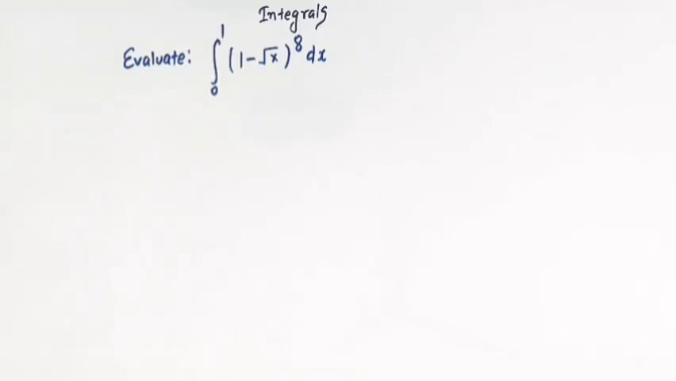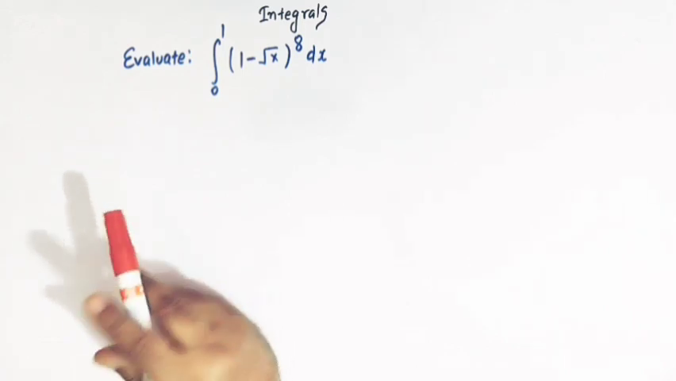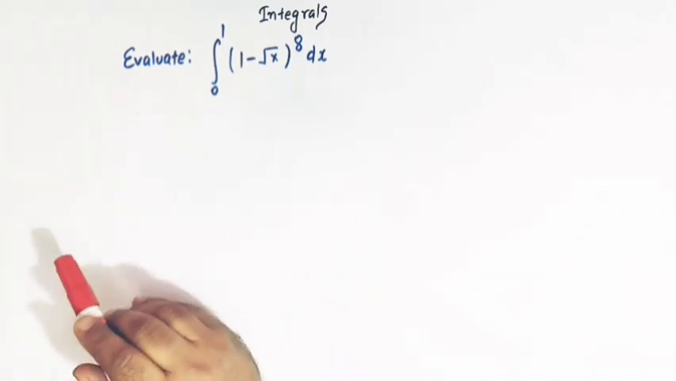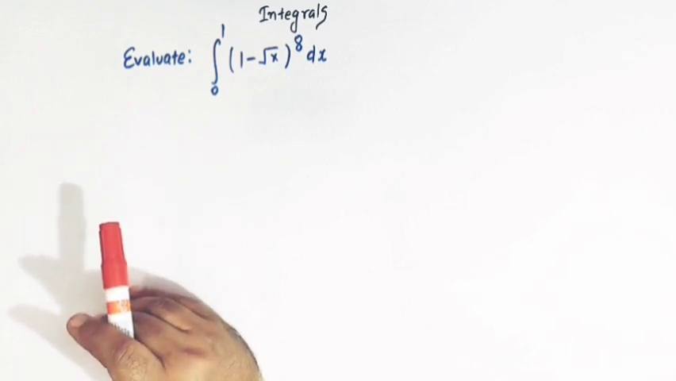Hello, viewers. In today's class, we are going to discuss yet another important problem from integrals, right? And in this class, we'll discuss this integral using the concept of beta function, right? So the beta function is also known as Eulerian integral of first kind, right?